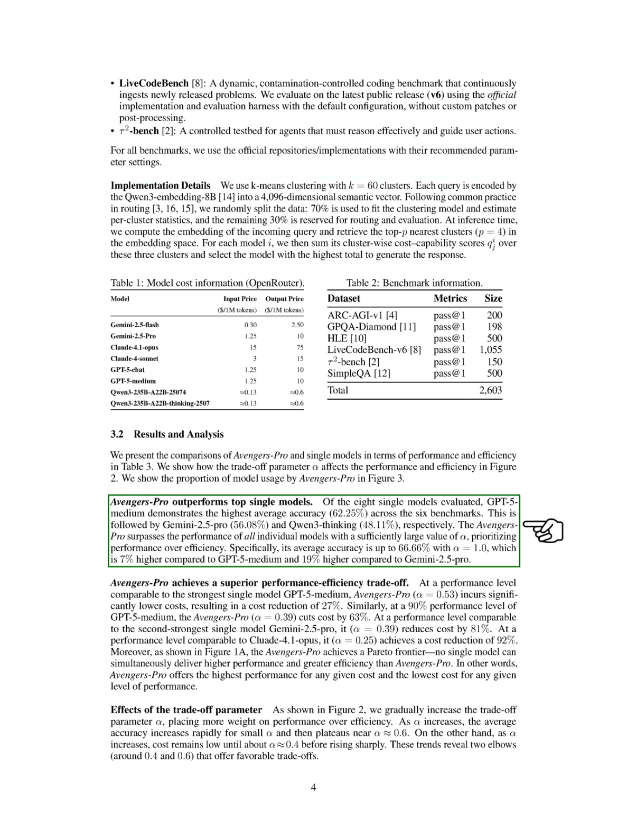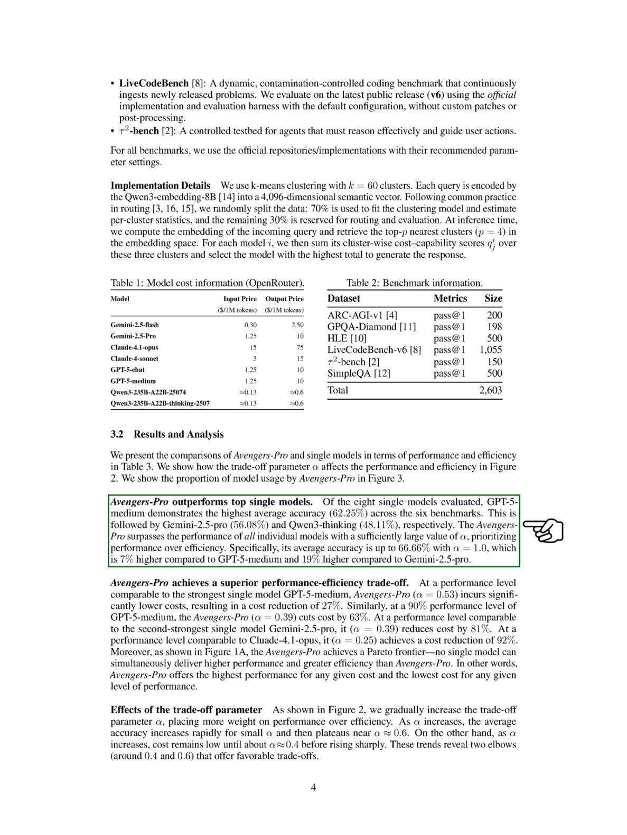Among the 8 models, GPT-5 Medium achieves the highest average accuracy at 62.25%, followed by Gemini 2.5 Pro at 56.08% and Qwen 3 Thinking at 48.11%. With a sufficiently high trade-off parameter, Avengers-Pro reaches an average accuracy of 66.66% when alpha is set to 1.0, which is 7% higher than GPT-5 Medium and 19% higher than Gemini 2.5 Pro.